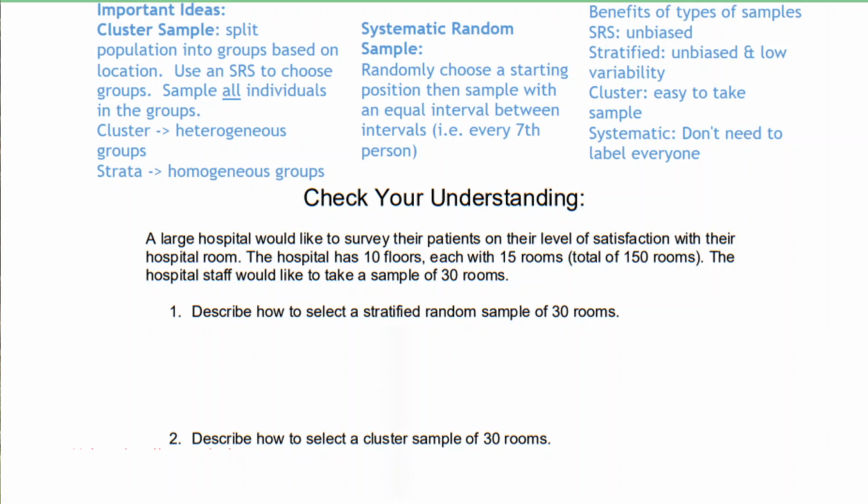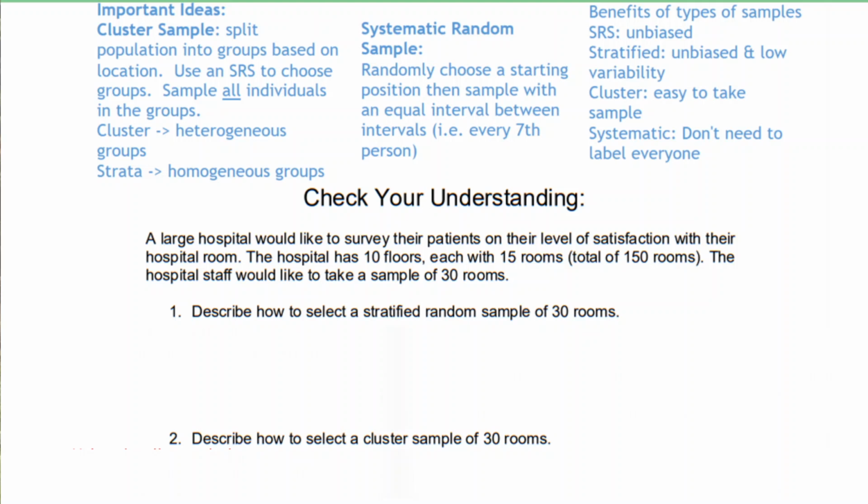So now we have to decide, if we were actually going to do this, what variable is going to introduce the most variability. Would it be the floor? For example, there's one floor that is going to be consistently higher in satisfaction, or one floor that's going to be consistently lower in satisfaction. That could happen. Or is it maybe location?